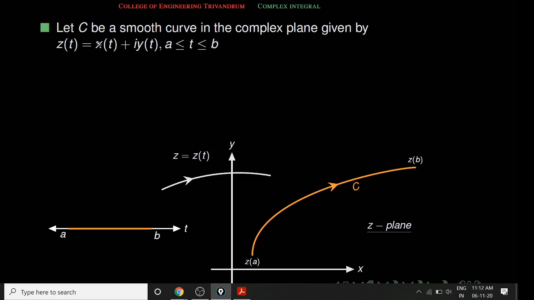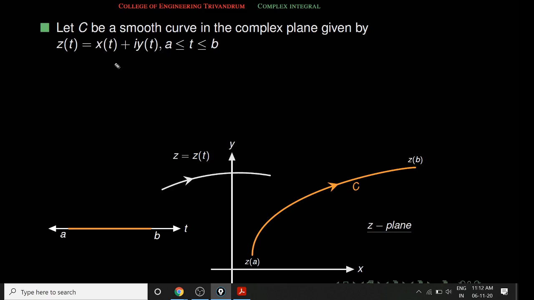So let C be a smooth curve in the complex plane given by z of t equal to x of t plus i y of t, where a less than or equal to t less than or equal to b. That means we can treat this curve z of t as a function from [a, b] to the complex plane.